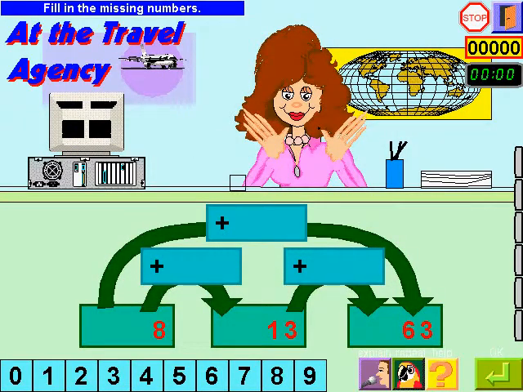Fill in the missing numbers. Watch. To go from 8 to 13, I add 5. So, I write 5 in this box.